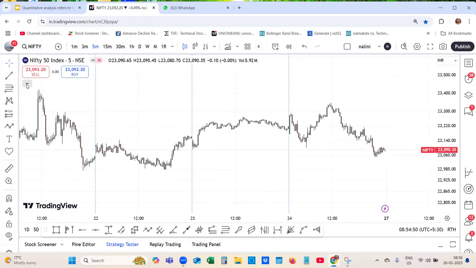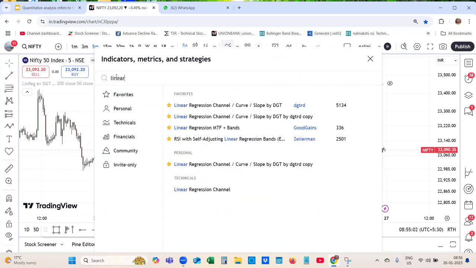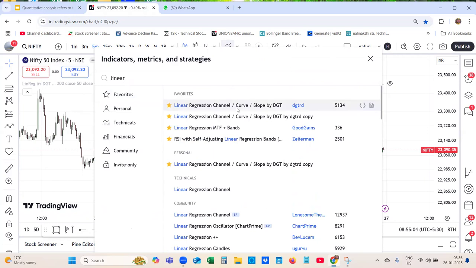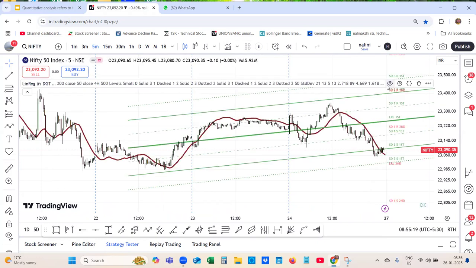And if I use this indicator, this is available on TradingView. If I go to the indicator section and type in linear regression channel/curve/slope by DGT, you are going to get this indicator. If I apply this indicator on the chart, it gives you a linear regression line. This is the central line.